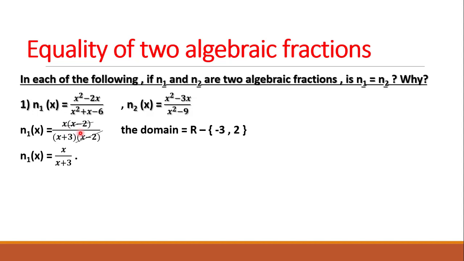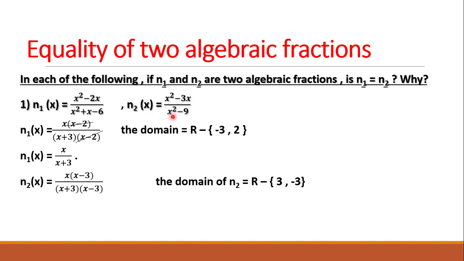Now let's move to n2. I'll take x as a common factor in the numerator and I'll factorize the denominator as a difference between two squares. So here I have x multiplied by x minus 3, over x plus 3 multiplied by x minus 3. This is the difference between two squares: x plus 3 multiplied by x minus 3. Okay, so what is the domain? The domain will be r minus negative 3 and 3. Okay, now is n1 equal to n2?